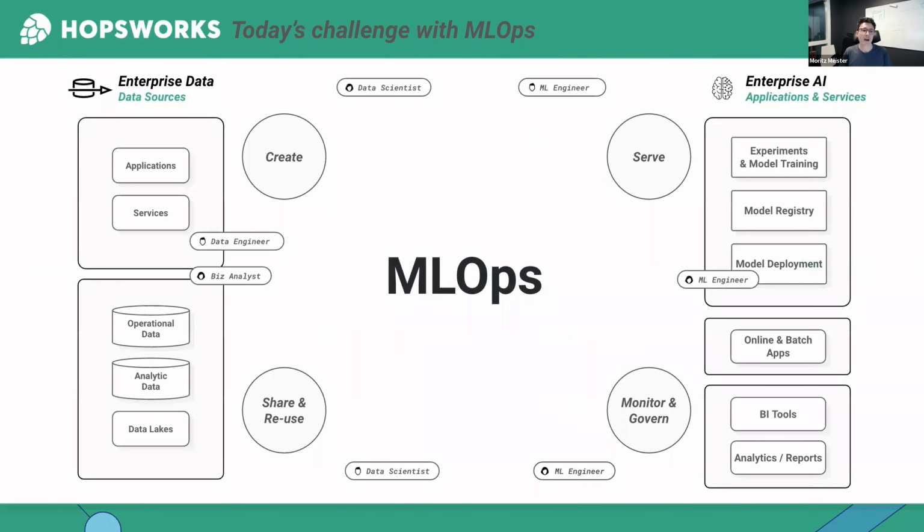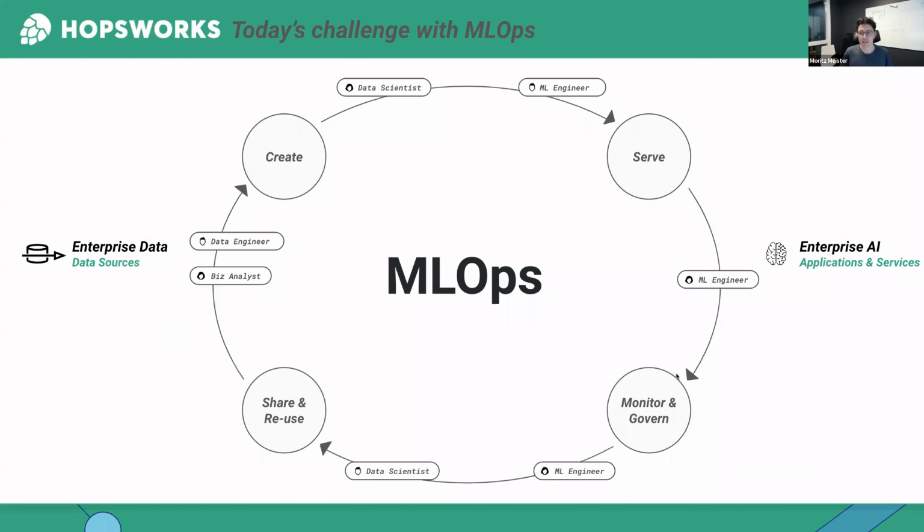We want to have the source data on the left side and our AI or machine learning use cases on the right side, which is basically the model training, model deployments as batch and online, but also the BI tools and the analytics reports. And ideally, we create this virtuous cycle, which allows us to learn from the models we have in production, monitor and govern them, but also share and reuse the features that are used by those models to create new models for new use cases, or improve the models in the future.